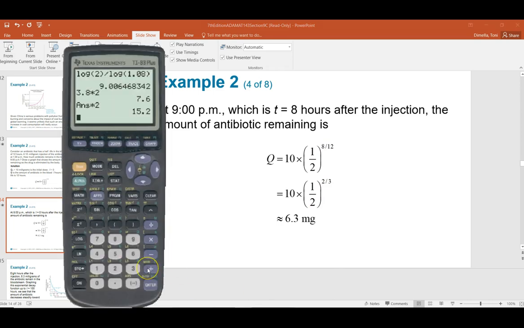I can go to my handy calculator, 10 times, I can put in a 0.5 or 1/2, either is fine. But up in my exponent, I want to put that in parentheses to make sure that whole fraction stays up in my exponent to get about a 6.3.